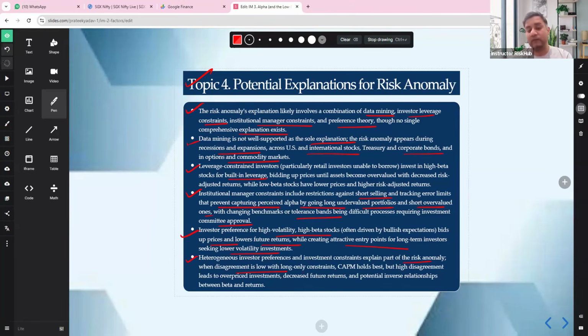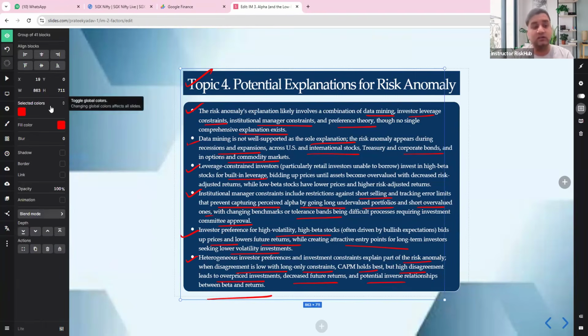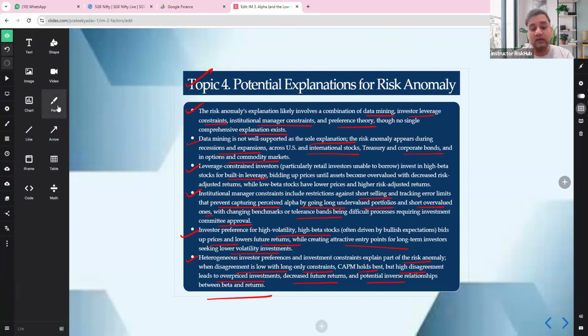When disagreement is low, with long only constraint, CAPM holds best, but high disagreement leads to overpriced investments, decreased future returns, and a potential inverse relationship between beta and return. See, overall, there are a lot of theories here, right? So basically, no single explanation. It's a mix of behavioral, structural, and institutional, right? That we need to keep in mind.